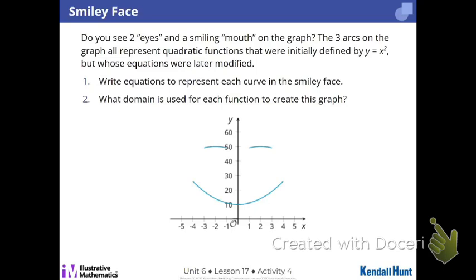Because what's the only thing we need? A vertex. I'm going to let someone vote. I don't care which one we do first. Raise your hand if you'd like to pick which one we do first. All right, Brandon? The smile. Okay, we're doing the mouth first.